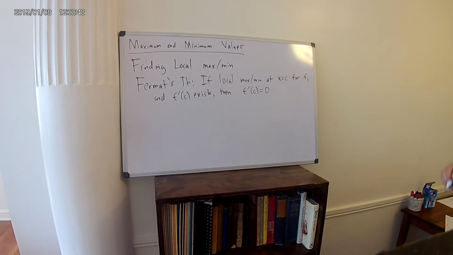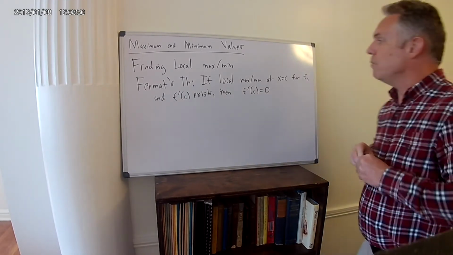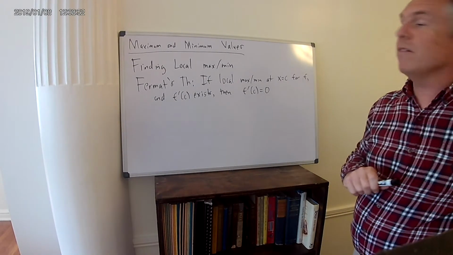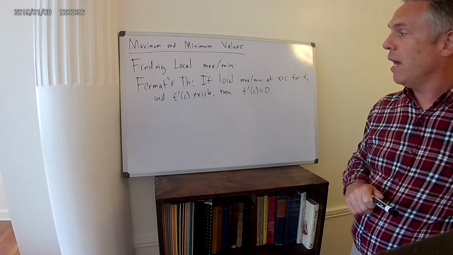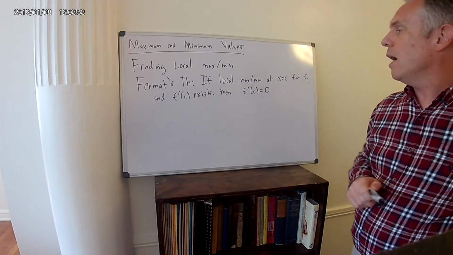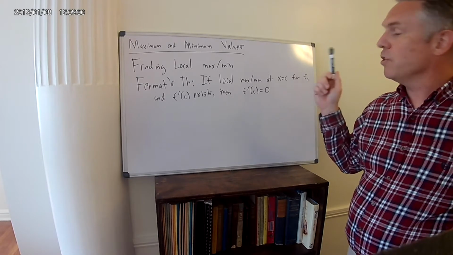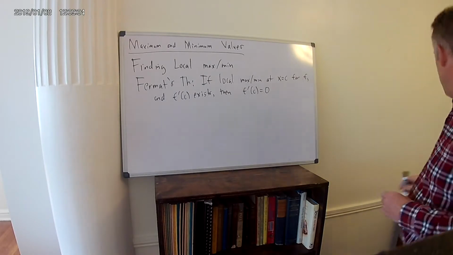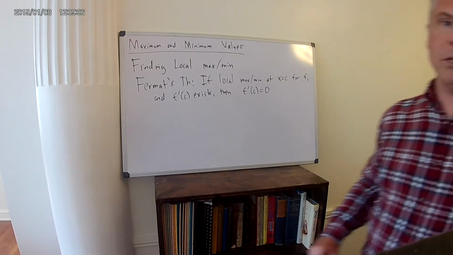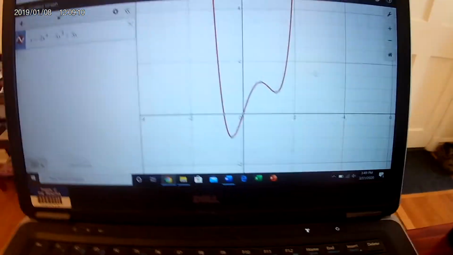So what this says is, if we have a local maximum or minimum value of a function at a particular value of x, and the derivative of that function at that value of x exists, then the derivative of the function at that particular value equals 0. Let me talk about this. This might seem like it's complicated. It's pretty simple and straightforward. Let's look at this function here.